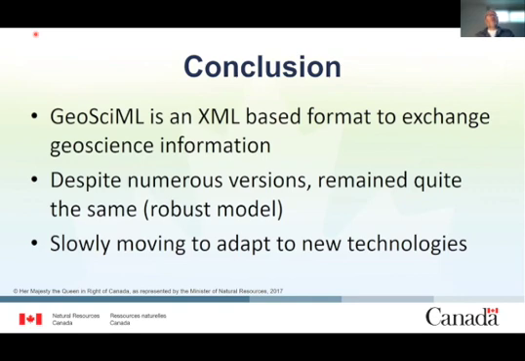So in conclusion, GeoSciML is right now an XML-based format to exchange geoscience information. Despite numerous versions, all the versions that we have are quite robust. A lot of the change from one model to the other was really looking at formalism and technology. But if you look from version 1 to version 4, you can pretty much recognize the same model. So I think we nailed it pretty much in 2003 or 2005, and we just keep fiddling to adapt to different technologies. And this is what we're doing right now. We're slowly moving to adapt to new technologies.